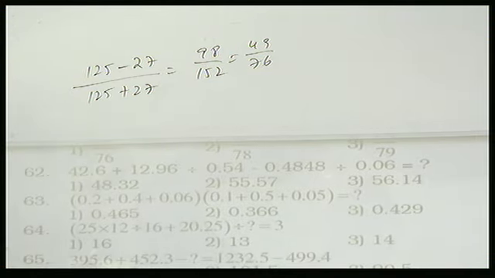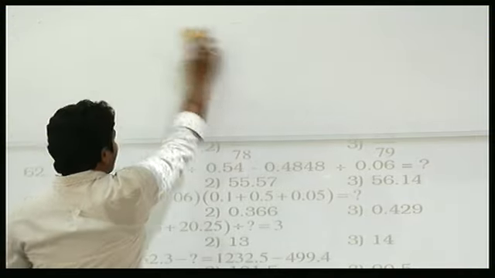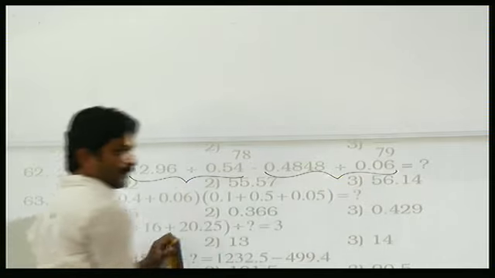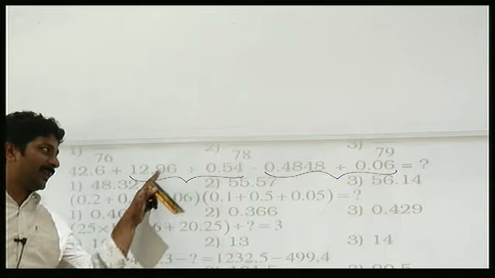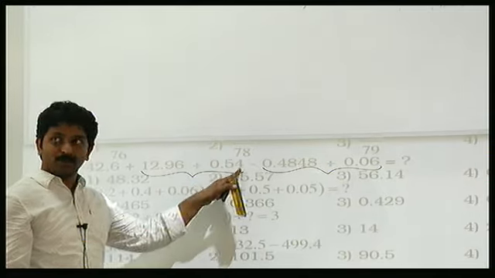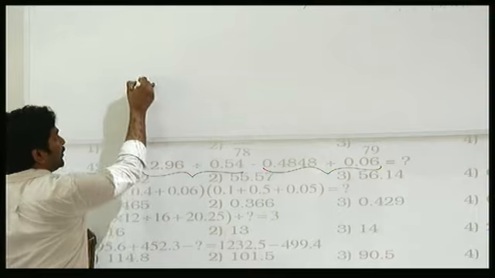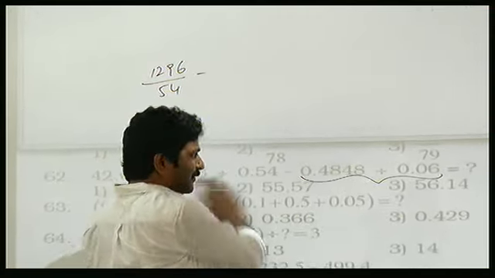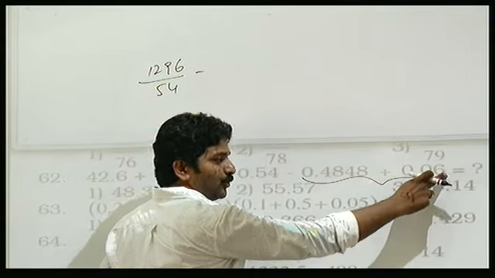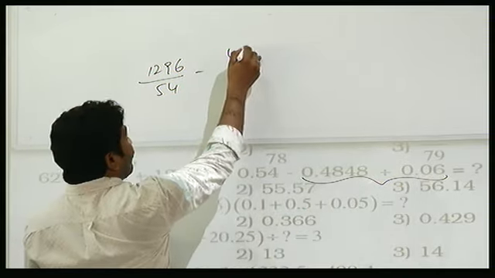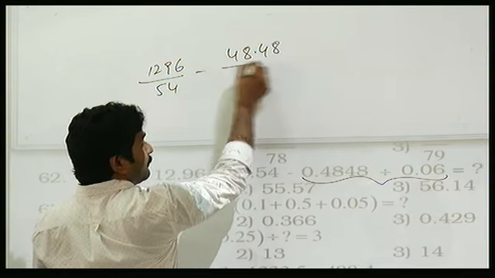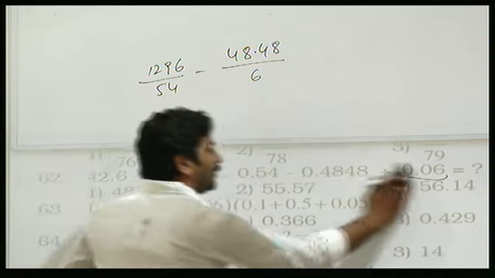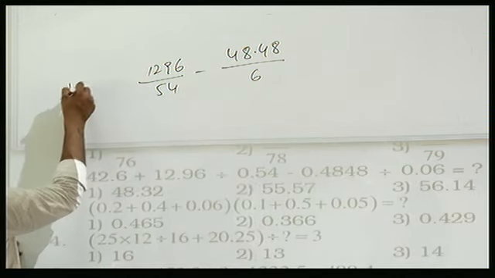Next 62. First you need to complete the division part. This one and this one. Yes or no? Right. After decimal, how many digits are there? 2. Here also 2. So you can treat this number as 1296 by 54 minus. After decimal, how many digits are there? 4. Here 2. So you can treat it as 48.48 by 6. Right? Now, the first number is 42.6.